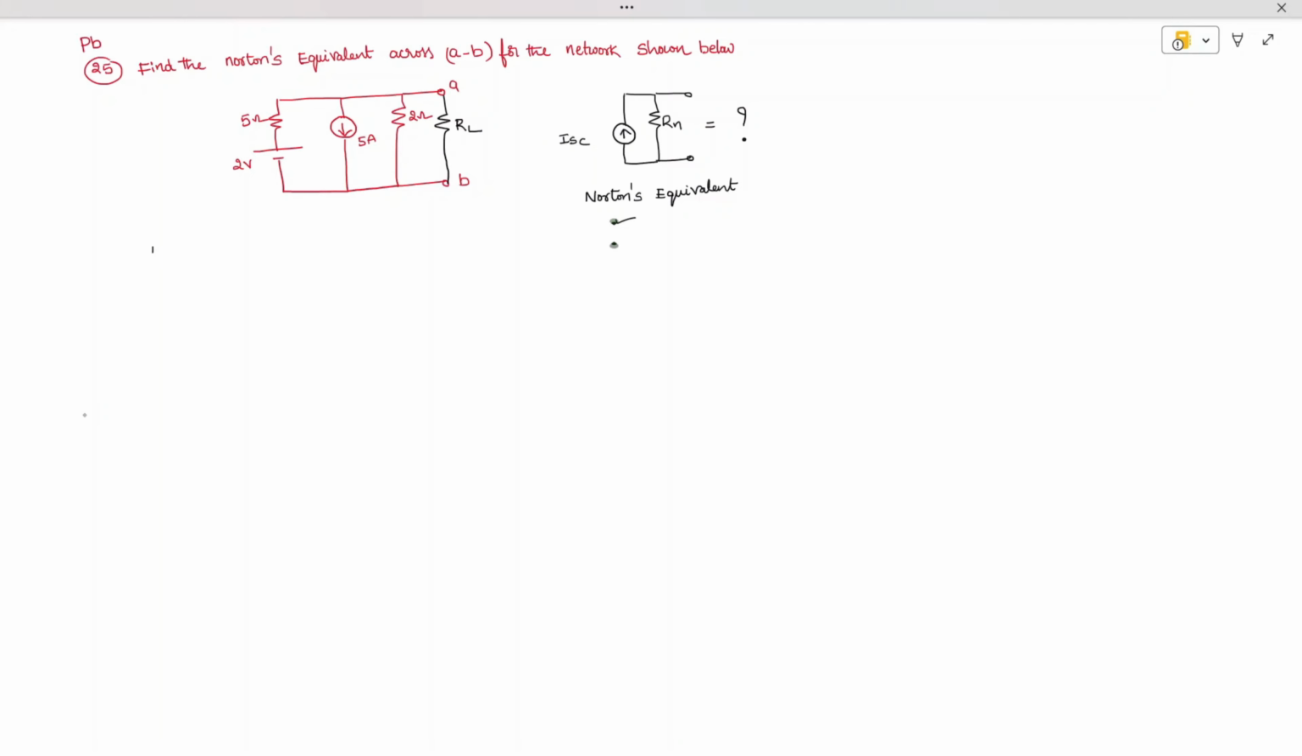First, let's try to find out ISC. How to find out ISC is very simple. First, remove the load resistor and short circuit it. So I'm redrawing the network.